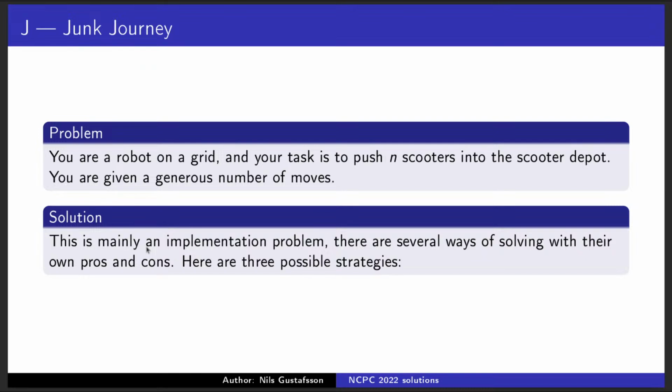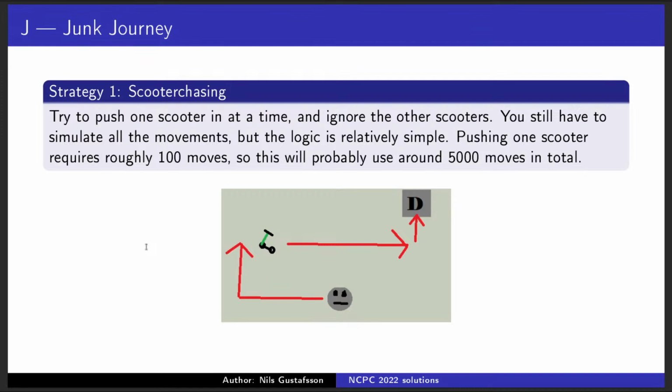You just have to find some way of doing it. Okay, you can't do it like an exponential number of moves, trying all possibilities. You can't do that, but you have to do just something that works and is reasonable. And yeah, you just have to pick one way that is not too difficult to implement. And there are a few different strategies that all have their pros and cons, and I'm gonna present 3 of them. So the first strategy, which I think is the easiest, is what I call scooter chasing.